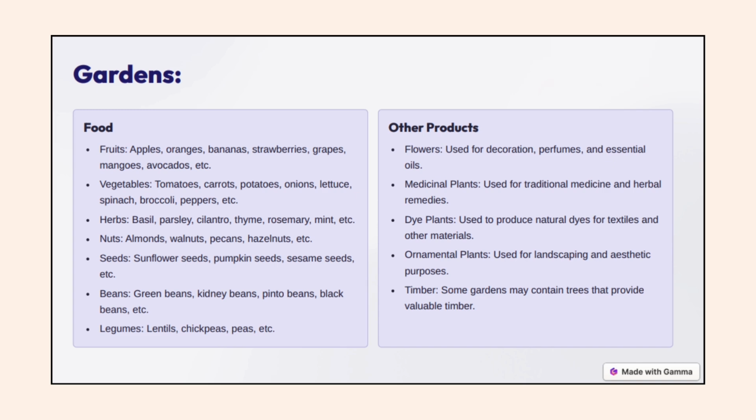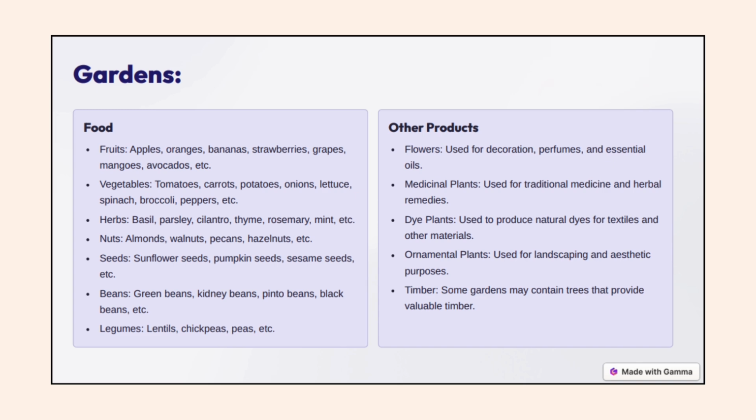For nuts, we also have almonds, walnuts, pecans, hazelnuts, etc. Seeds, sunflower seeds, pumpkin seeds, sesame seeds. Beans, we have green beans, kidney beans, pinto beans, black beans. And for legumes, we have lentils, chickpeas, peas, etc.